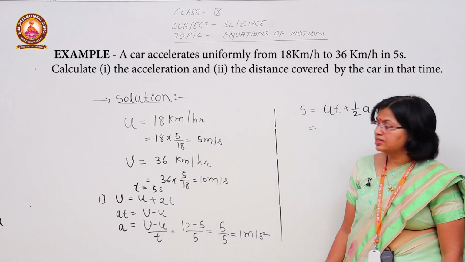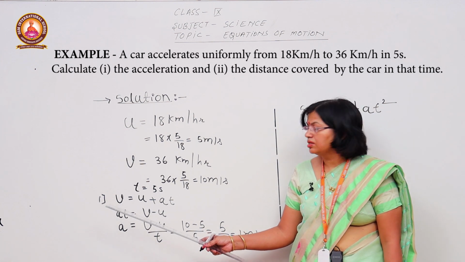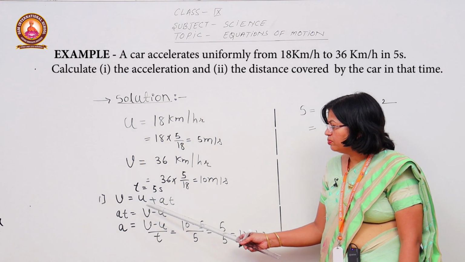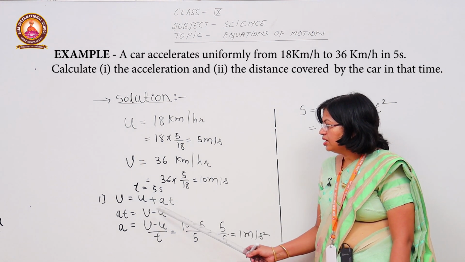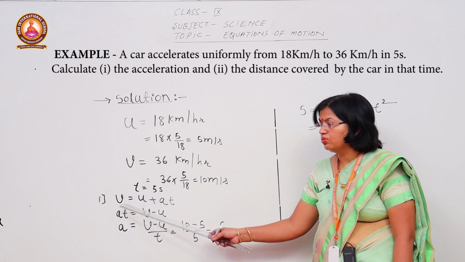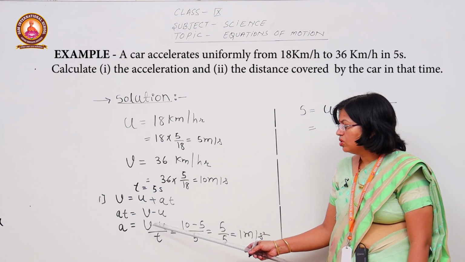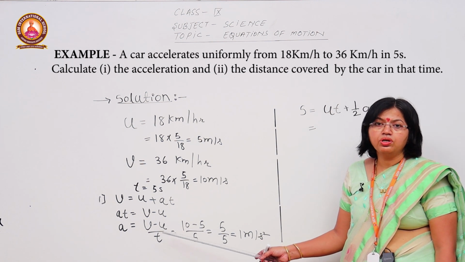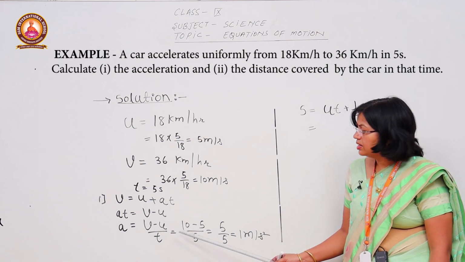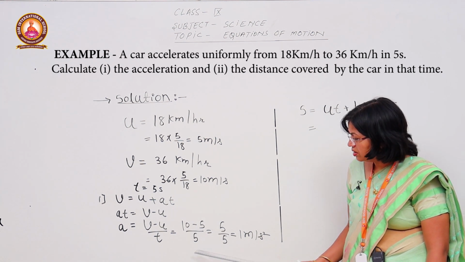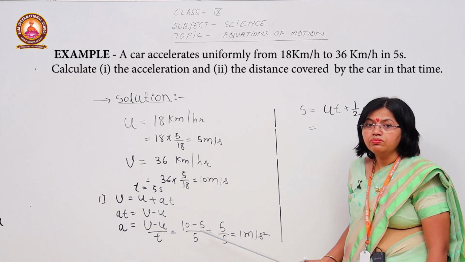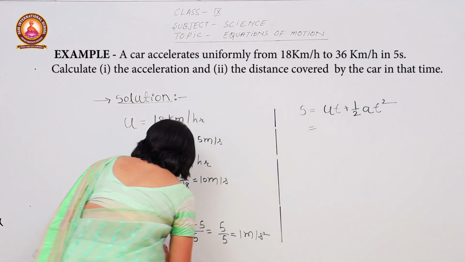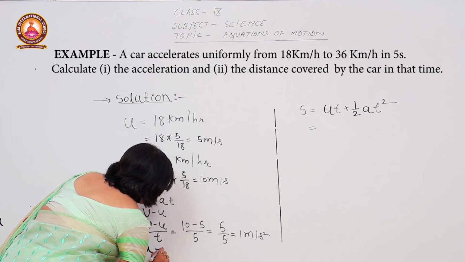First we have to find the acceleration. For that purpose we write the first equation of motion, V is equal to U plus AT, or AT is equal to V minus U, or A is equal to (V minus U) by T. We know the values of U, V and T. Substituting all these values, that is equal to (10 minus 5) divided by 5, that is equal to 1 meter per second square. Acceleration A is equal to 1 meter per second square.